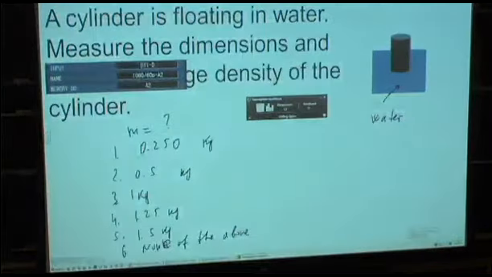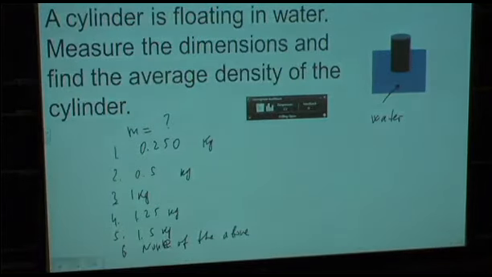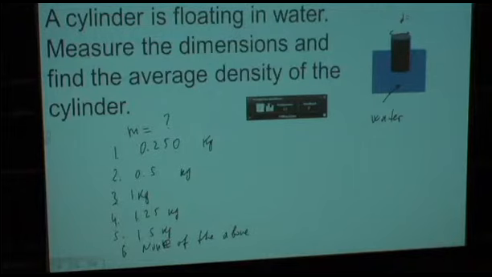So again, the diameter was 7 centimeters. This part was 4 centimeters, and total length was, what did I say? 16, 17? 16. So that means below we have 12 centimeters. And that's it.